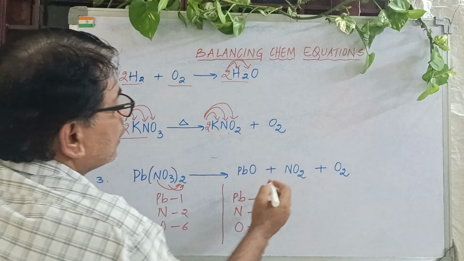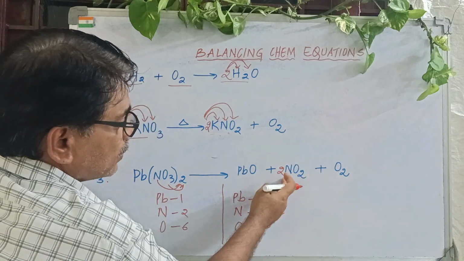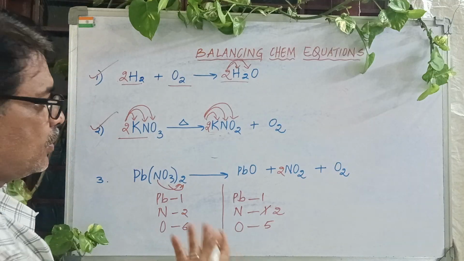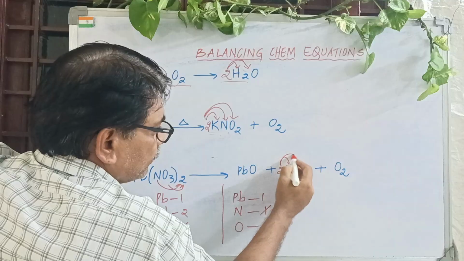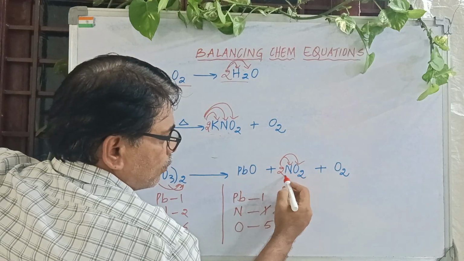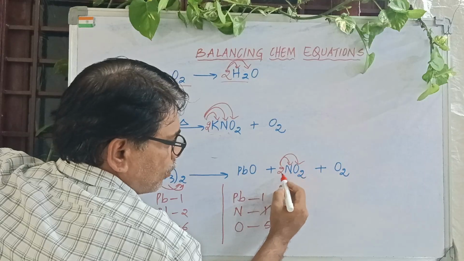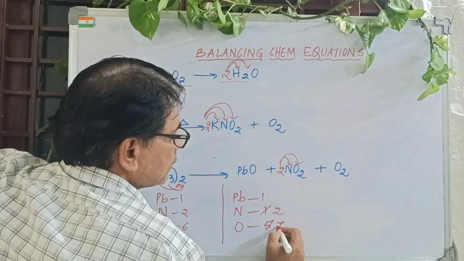The difference is with N. So let us write 2 here and make this 2. Why? Because nothing is written in front of nitrogen. Just to make 2, I wrote 2. Now this is applicable for all. Now oxygen count, how many here? 1, 2 twos are 4, because it's applicable for both. 2 twos are 4, 5, 6 and 7. 7 oxygens.